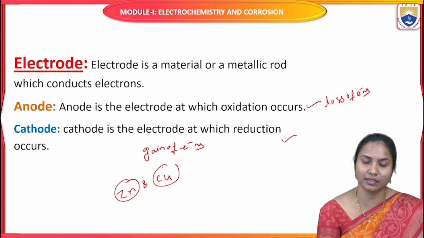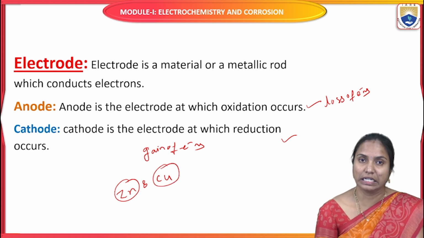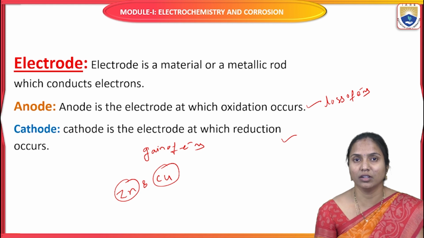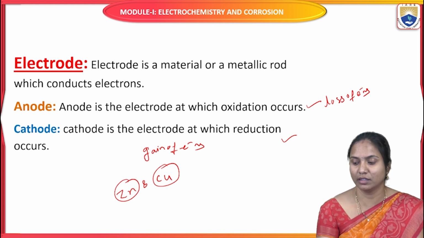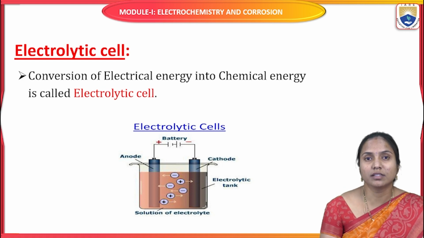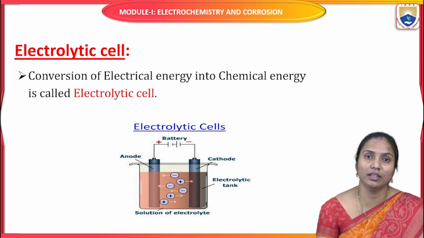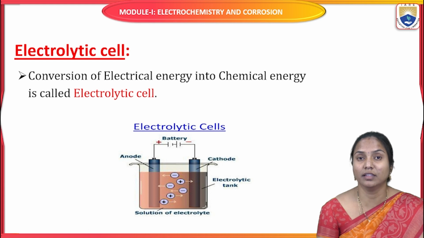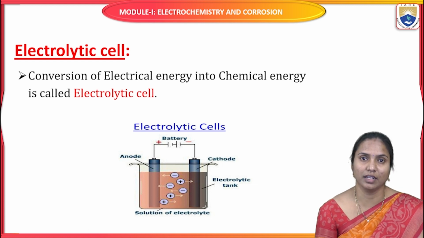Copper acts as cathode. It undergoes reduction. Reduction means gain of electrons. So these are the electrodes. Just now we already discussed there are two types of cells: one is the electrolytic cell and the other is the electrochemical cell.